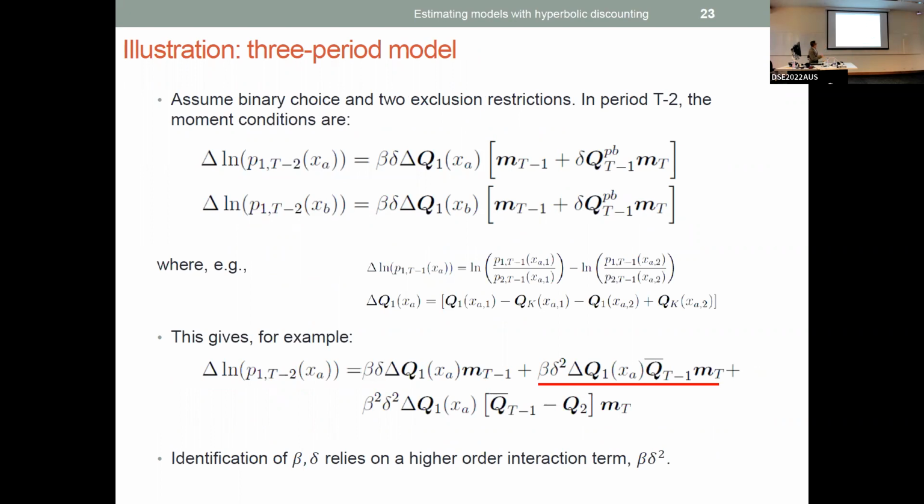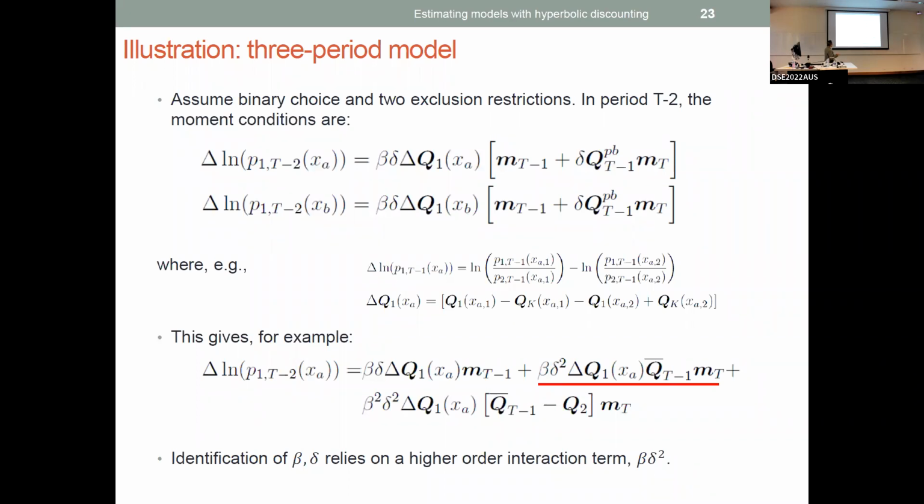So here's an illustration with a 3-period model to show how the identified set would look in such a simple setting. We express these terms in deltas. These are just differences in contrast of CCPs. And on the right, I think it's differences in the transition probabilities, state transitions.